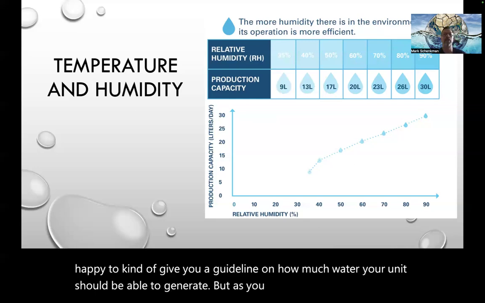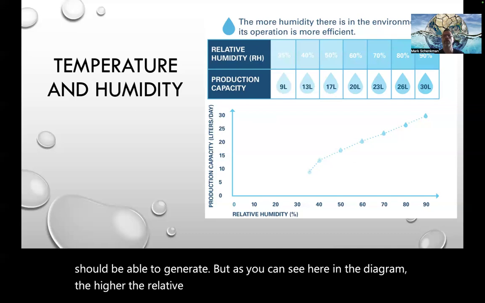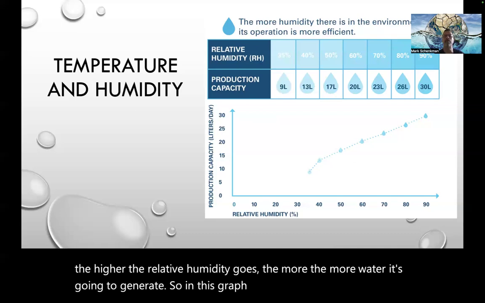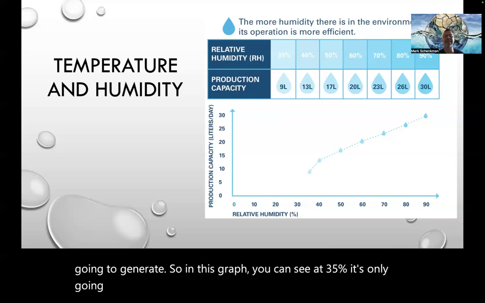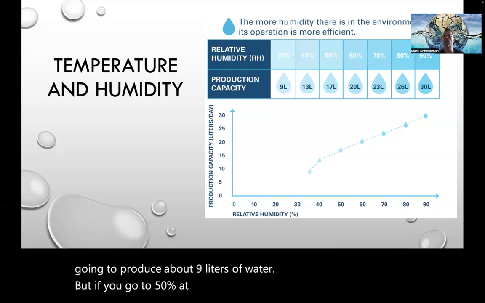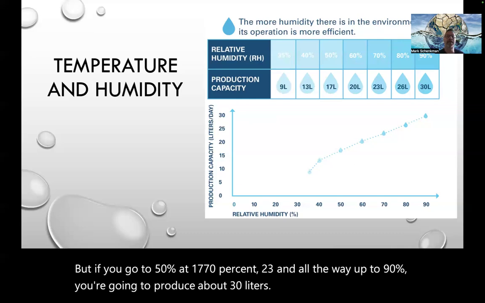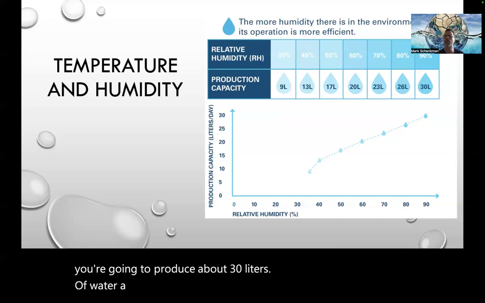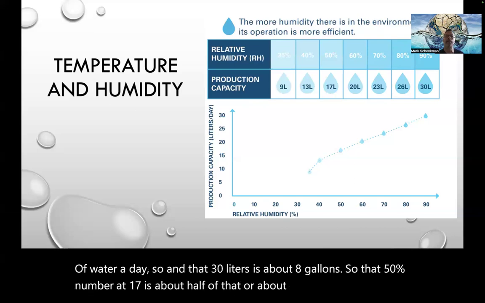But as you can see here in the diagram, the higher the relative humidity goes, the more water it's going to generate. So in this graph, you can see at 35%, it's only going to produce about 9 liters of water. But if you go to 50% at 17, 70%, 23, and all the way up to 90%, you're going to produce about 30 liters of water a day. So that 30 liters is about 8 gallons. So that 50% number at 17 is about half of that, or about 4 gallons per day.